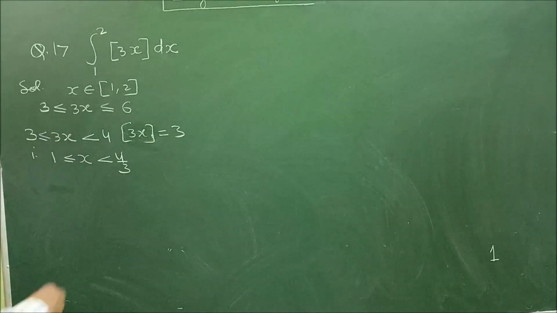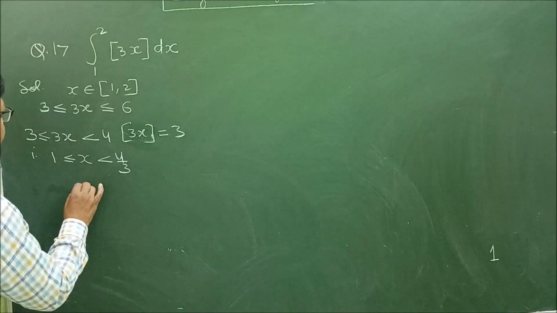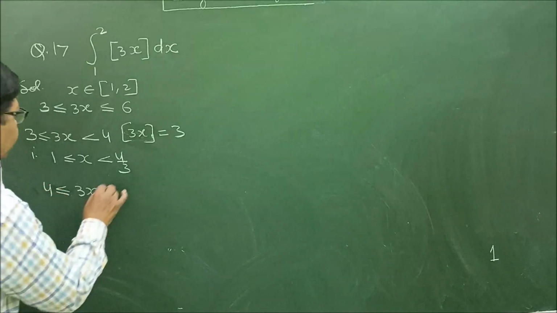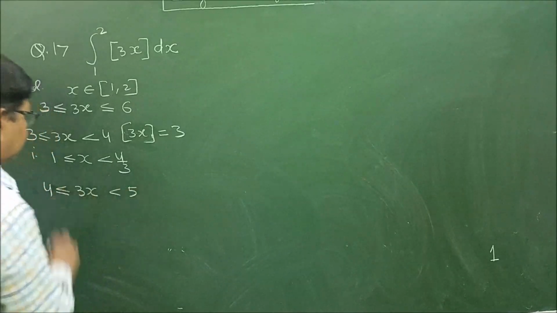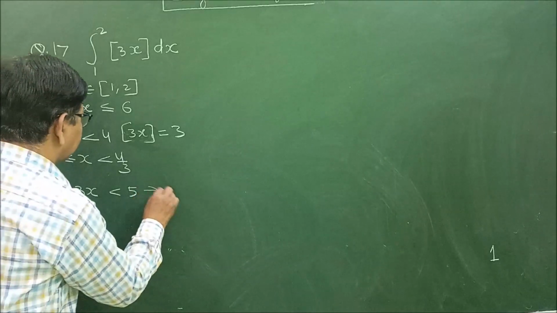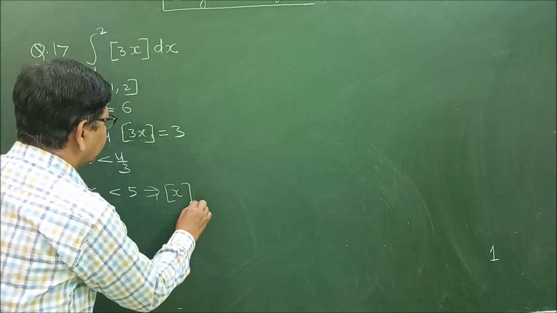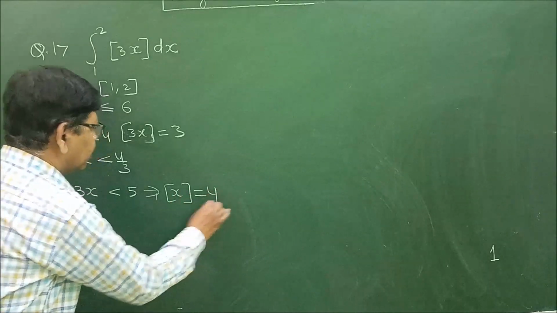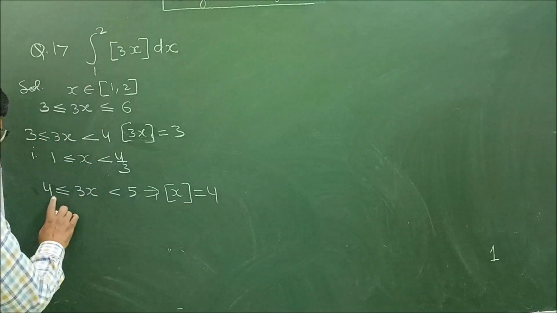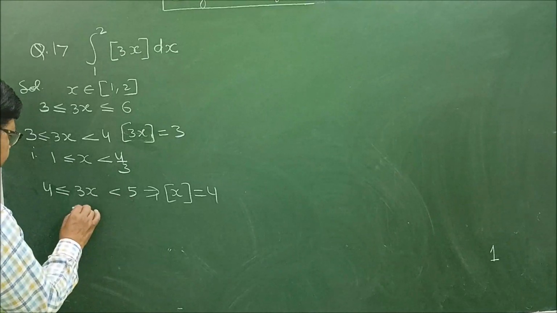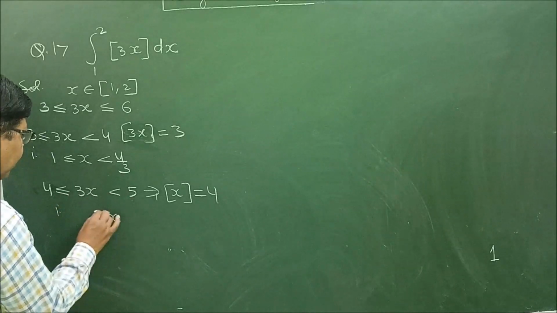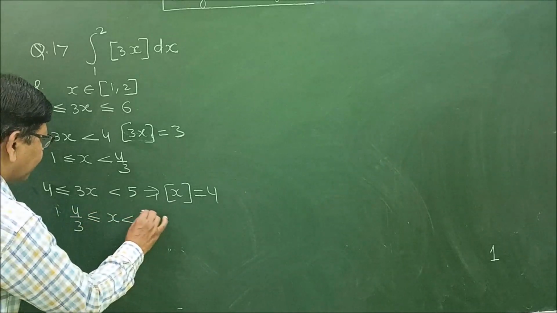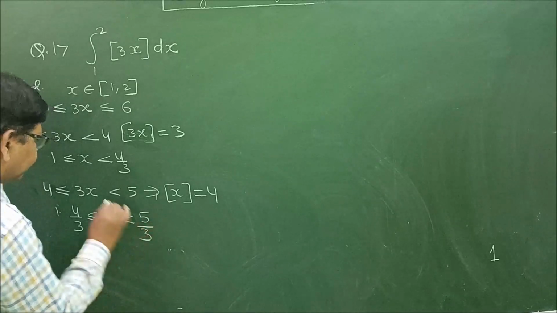When the value of 3x lies between 4 and 5, the greatest integer 3x will be equal to 4. That is, when the value of 3x lies between 4 and 5, it means x is greater than or equal to 4 upon 3 and less than 5 upon 3.